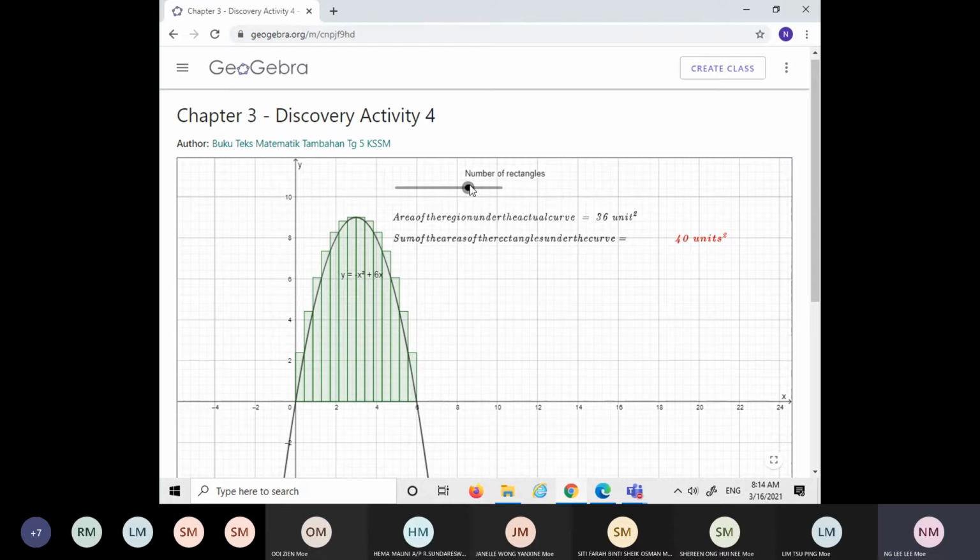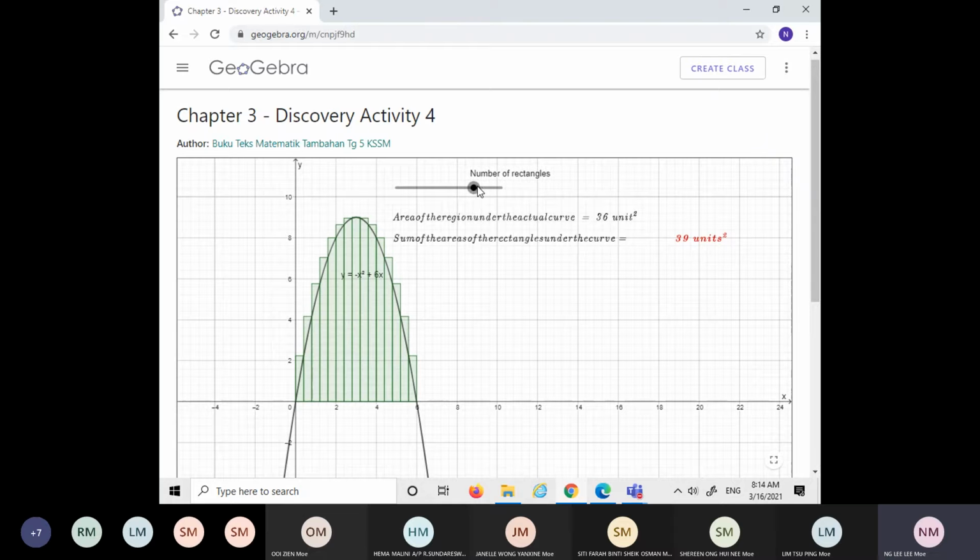Okay, I don't know how many rectangles already. Okay, I know I dragged until the end. This is 20 rectangles. Okay, you can count and see. I'm lazy to count. Okay, this is 20 rectangles. So you can see the extra parts all become smaller and smaller. Therefore, you see the sum of the areas of the rectangles, 39, is very near to 36 already.